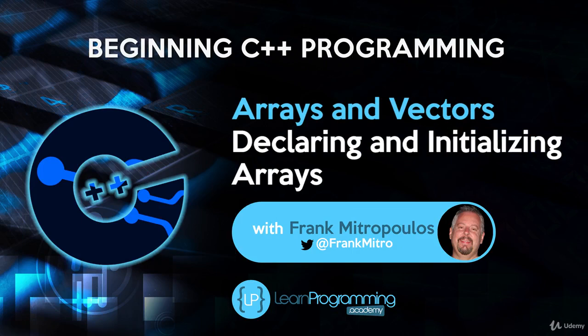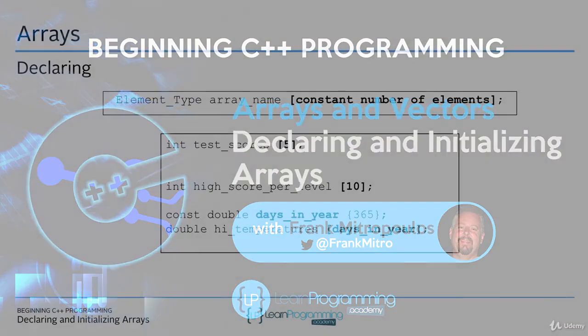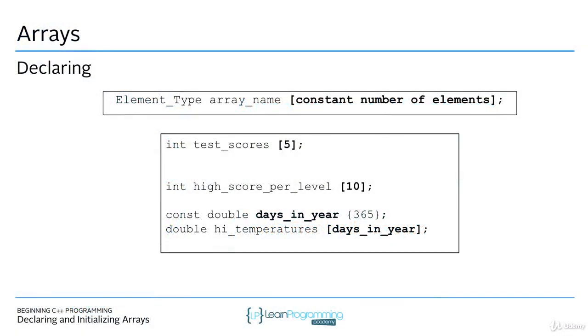In this video, we'll look at the syntax for declaring and initializing arrays. The syntax for an array declaration is very simple. First, we write the type of each element in the array. This is followed by the name of the array variable.